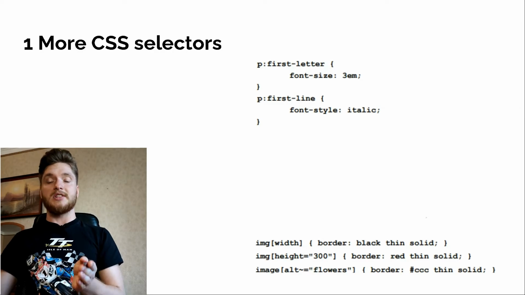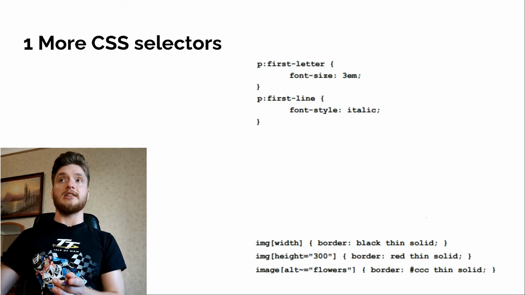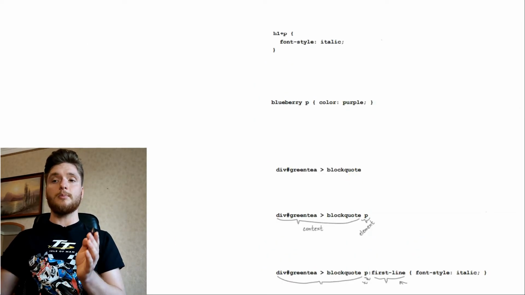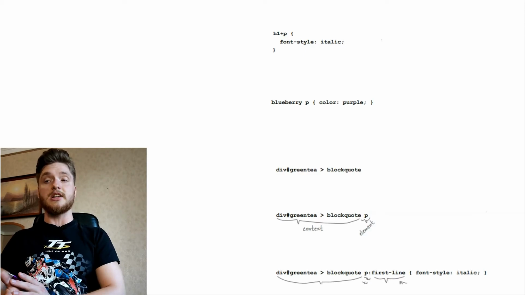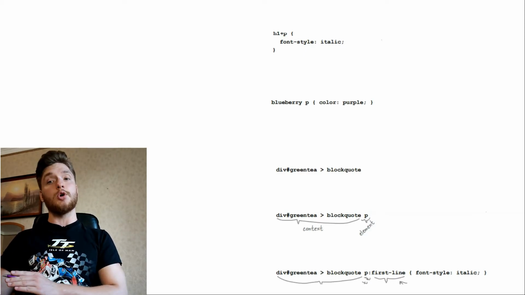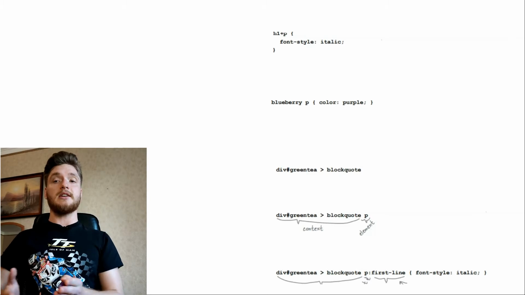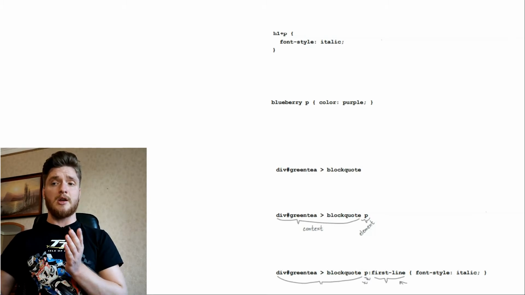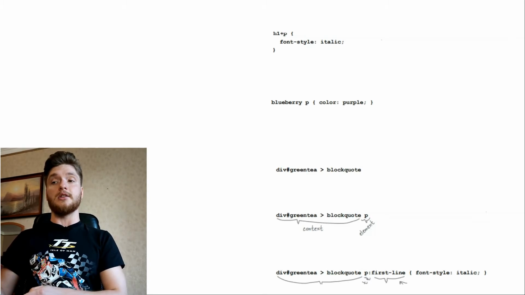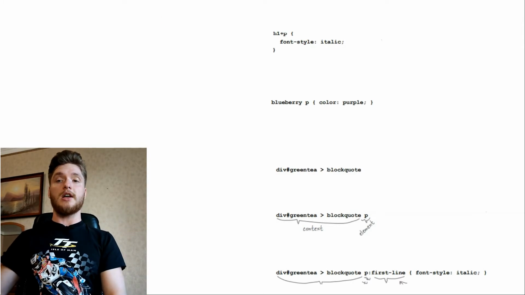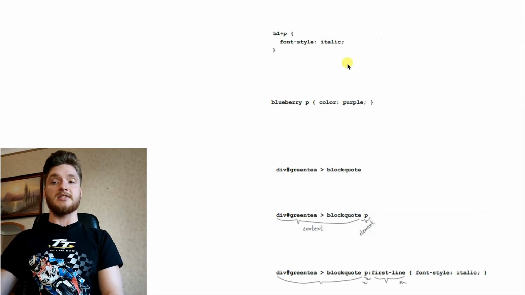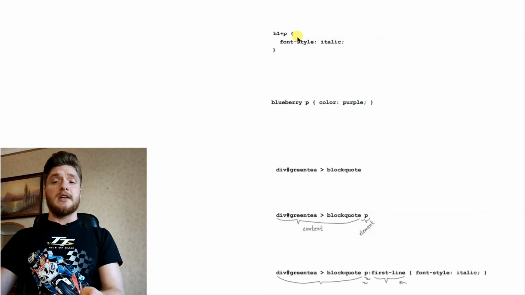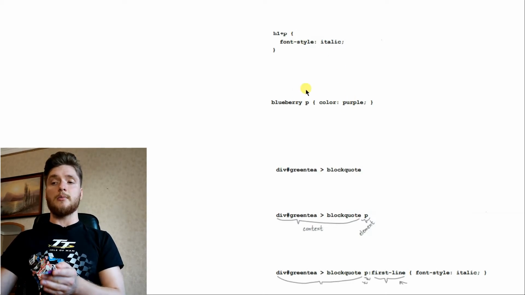Selecting by siblings. You can also select elements based on their preceding sibling. For example, say you want to select only paragraphs that have an h1 element preceding them, then you'd use this selector: write the preceding element, a plus sign, and then the sibling element. This selector selects all paragraphs that come immediately after an h1 element.